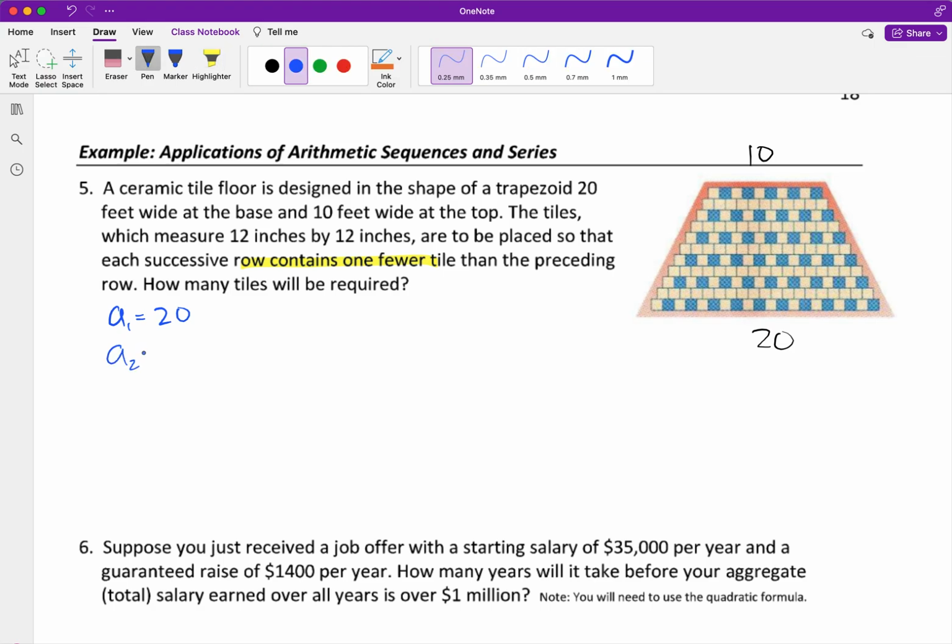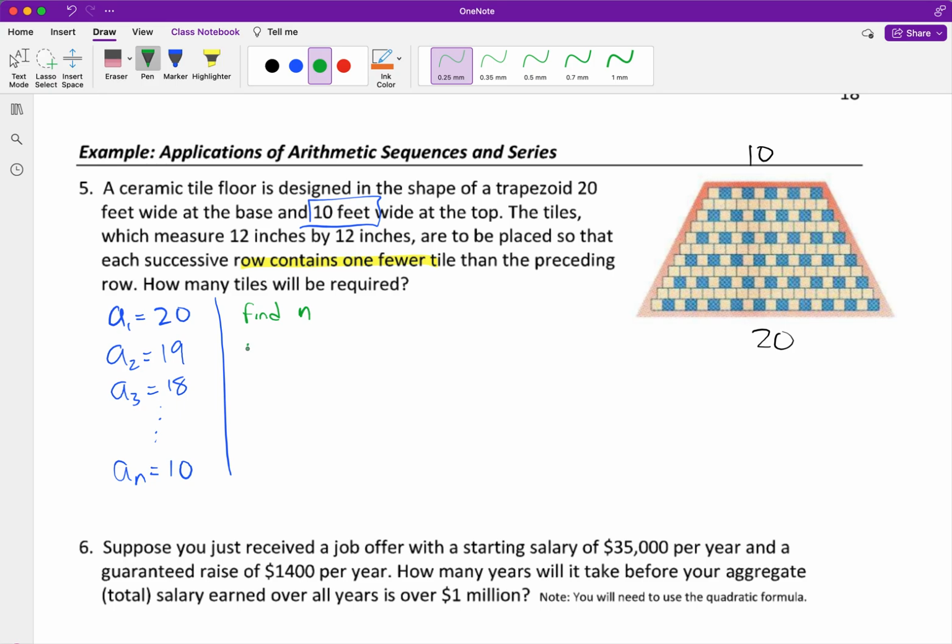All right, so that means that A2 is going to equal 19 and A3 would equal 18, and so on until we get to the last row, which we know is going to have 10 because it's 10 feet wide. All right. And so our first process here is going to actually figure out, well, how many rows are there going to be here? Which is basically a really fancy way of saying, what is n? Okay. How many of these things are in this sequence until we get to 10 being our final one?